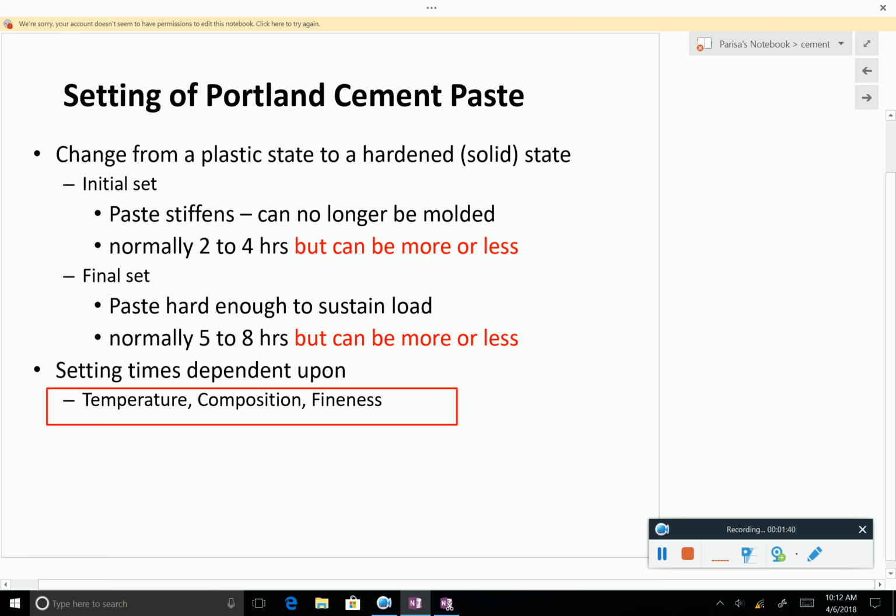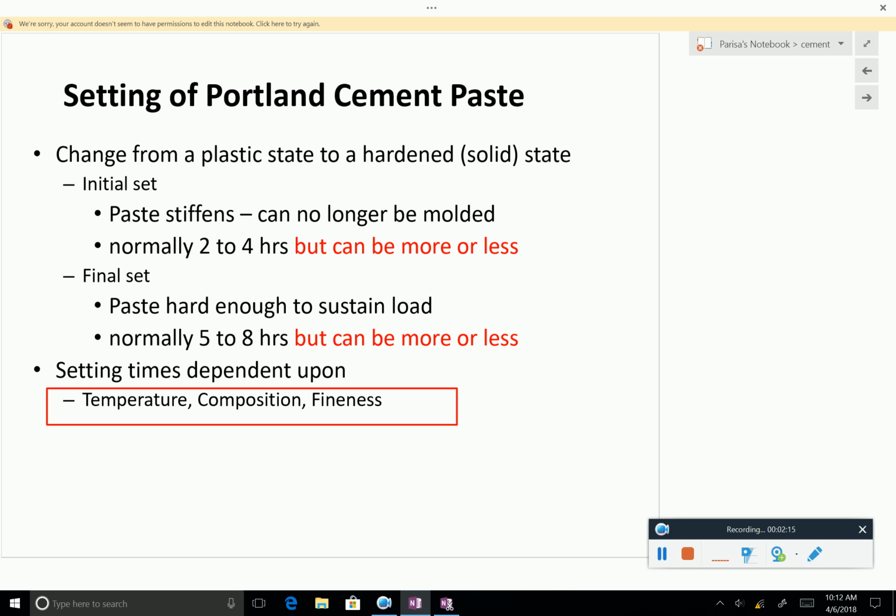The fineness of cement particles. If it is finer, what happens? What do you think happens? Yes. Exactly, it sets faster. And the reason is that you have more surface area in contact with water, and you are going to have faster setting. And it also depends on composition.